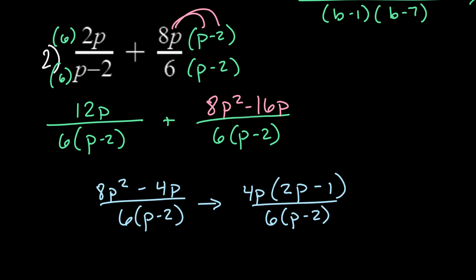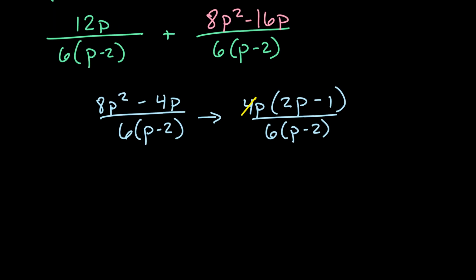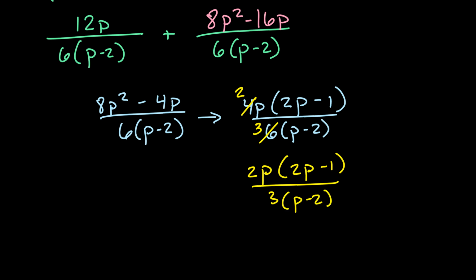Now, is this my answer? What can be reduced here? Does 4 and 6 have a common factor? Yes, they have 2. So, what is 4 taking out a 2? What am I left with? 2. And 6 divided by 2 is? So my answer is actually 2p times 2p minus 1 over 3 times p minus 2.